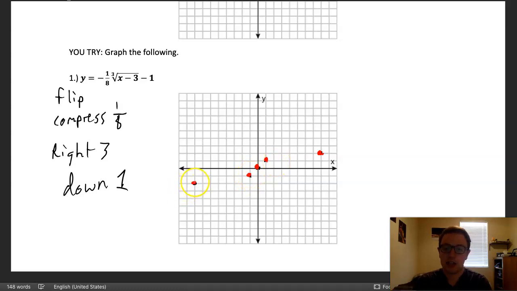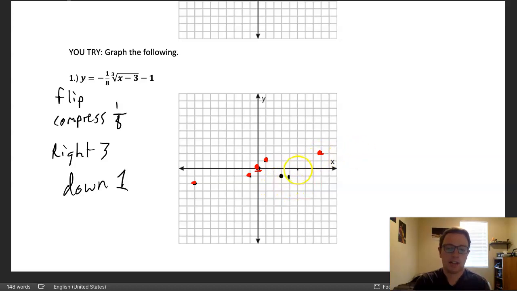Now the next thing we're going to do is move our starting point, our 0, 0 point, right 3, 1, 2, 3, and down 1. Then from here, all of our changes in y are going to get inverted and compressed by 1/8. Or in other words, each of our changes in y, we're going to multiply by -1/8. So for example, we moved to the right 1 and up 1. We moved up 1, so multiply that by -1/8. We're going to move down 1/8. So we're going to move right 1 and down 1/8.